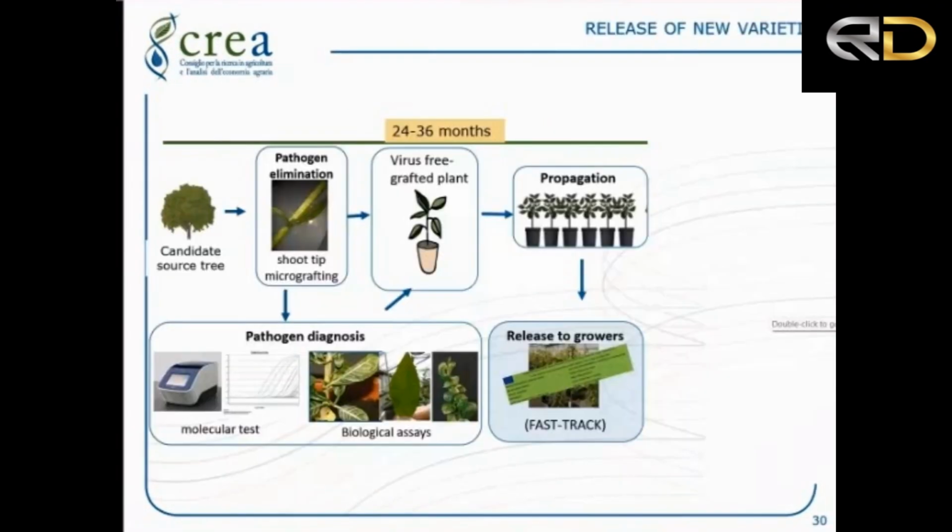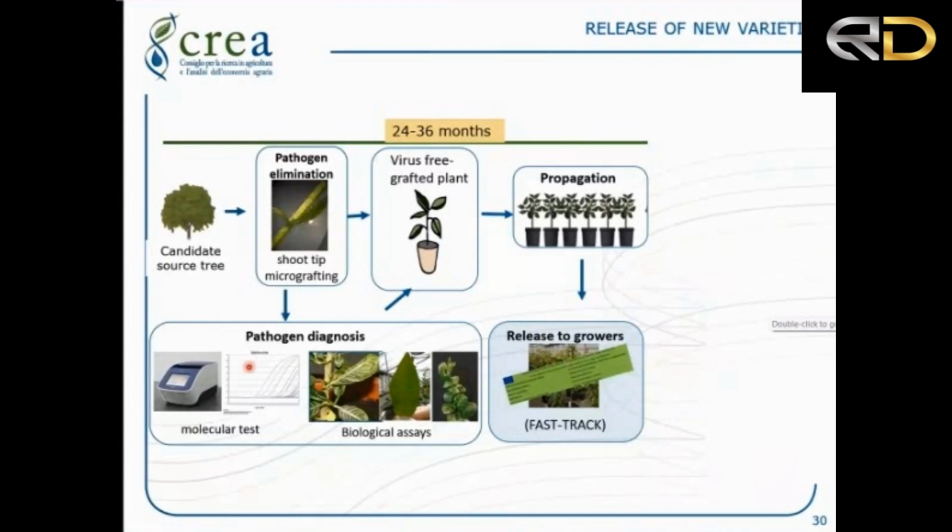Our institute is also involved in the release of new varieties. The process starts with the selection of new clones and varieties with high quality standard or tolerance to pathogens directly from the field. First of all, they are subjected to a pathogen elimination process, which aims at the elimination of all viruses and viroids which are present in the plant material. This is done by a shoot-tip micrografting step.